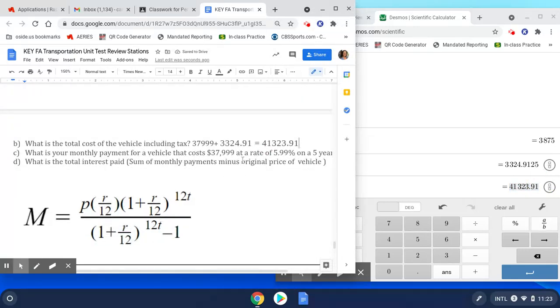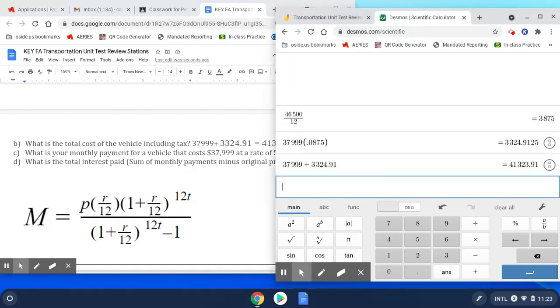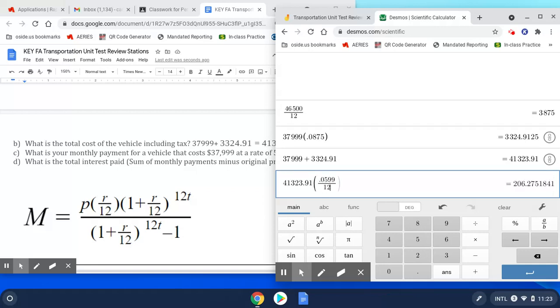Okay, so now what's the monthly payment on this vehicle at 5.99% on a 5-year loan? And we are going to be doing a 5-year loan across the board for the project. So here I go, principal. This is the amount I'm financing. This is my new principal amount. So this principal times the rate over 12, 0.0599 divided by 12. Remember, you're using different rates for the project, so be careful with that. 0.0599 divided by 12 again.